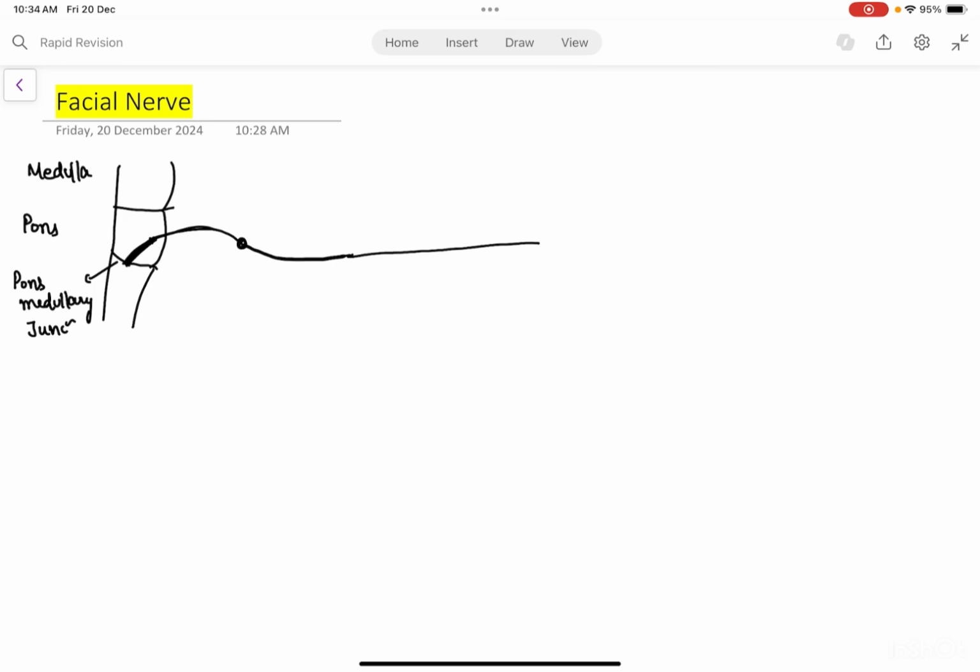nerve through the geniculate ganglion. So it will relay in the pterygopalatine ganglion. Now the first is the greater petrosal nerve.